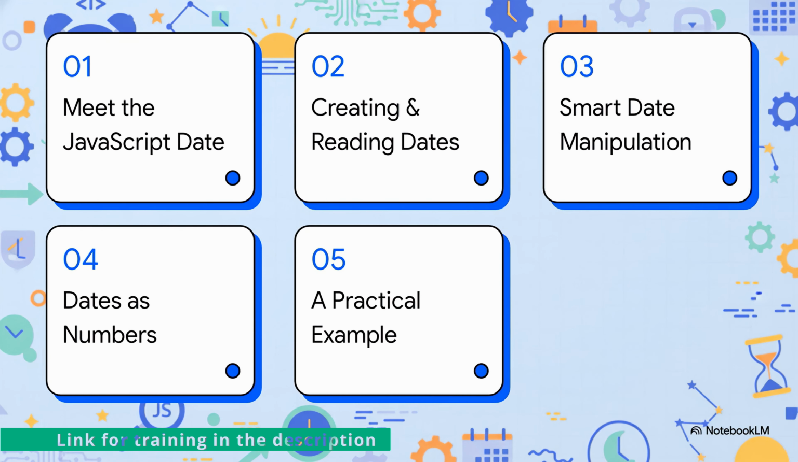So here's the game plan. We're going to break this down into 5 easy steps. First, we'll get properly introduced to the date object. Then we'll see how to actually make them and read them. After that, I'll show you a super powerful trick for manipulating dates. Then we'll look at how they're secretly just numbers. And finally, we'll pull it all together with a real world example.